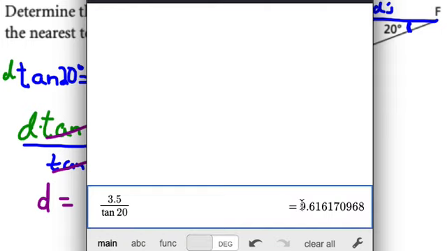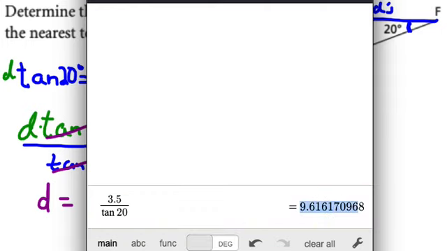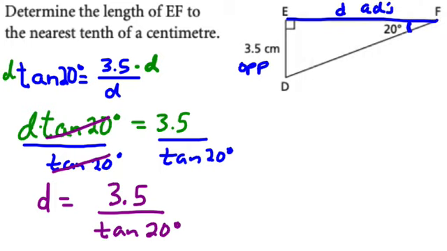And remember, before we said it had to be bigger than 3.5, and 9.6 certainly is bigger than that. So that seems like an appropriate answer. And we are done.